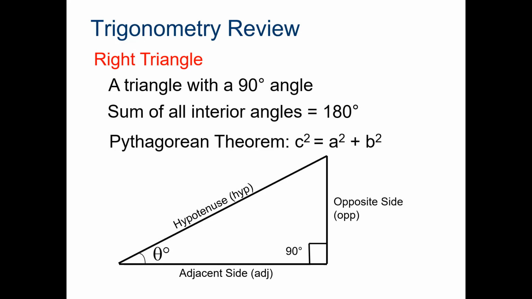Let's go to our next slide. On this right triangle, the longest side is our hypotenuse, and the other sides are the opposite and adjacent sides of the right triangle. If you want to find the values of all the sides of this right triangle, you would use the Pythagorean theorem: a squared plus b squared equals c squared.